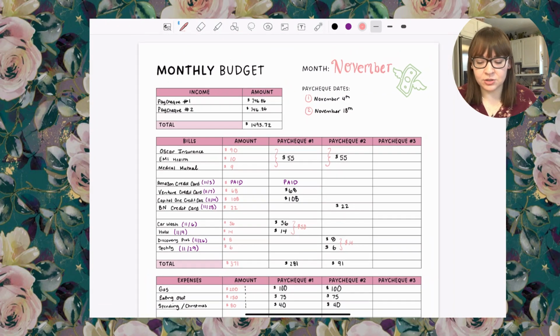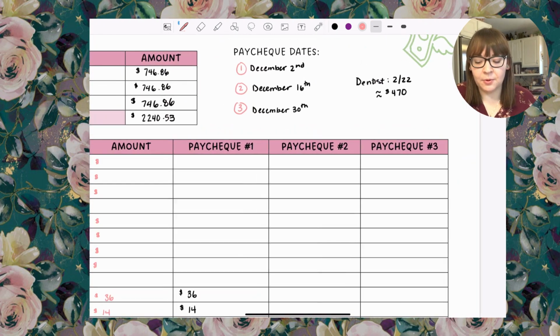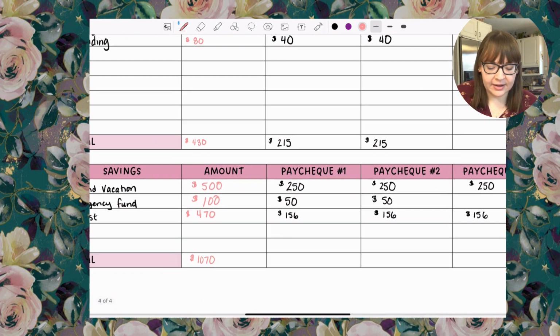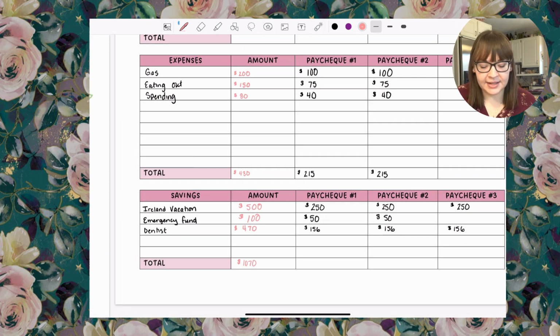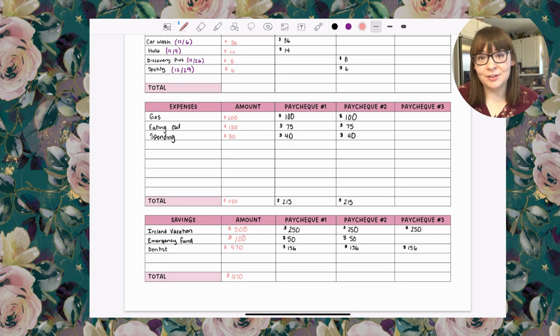This is useful too, because we can see in December I have a dentist appointment in February, and that's roughly $470. So I can add that into my savings, put money aside each paycheck, and just be aware of that. For expenses that I have coming up, I can already plan ahead and stay on top of things like that. So I find this really helpful, and I hope you find this useful as well.